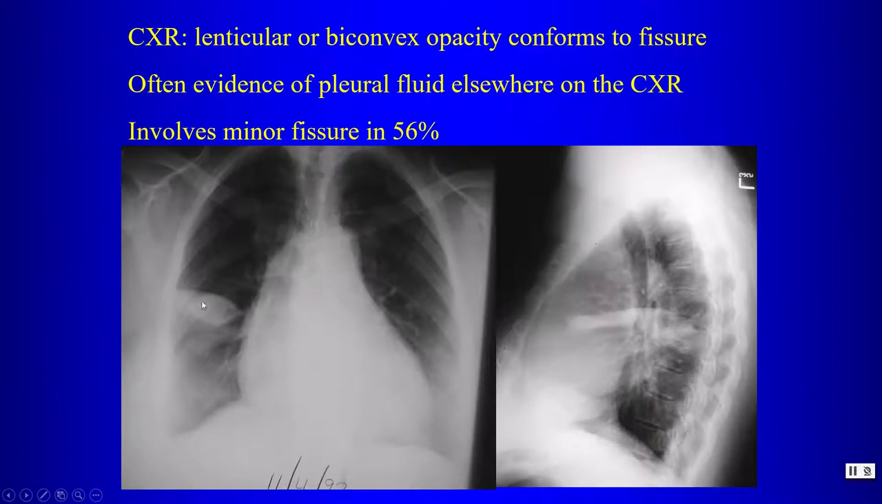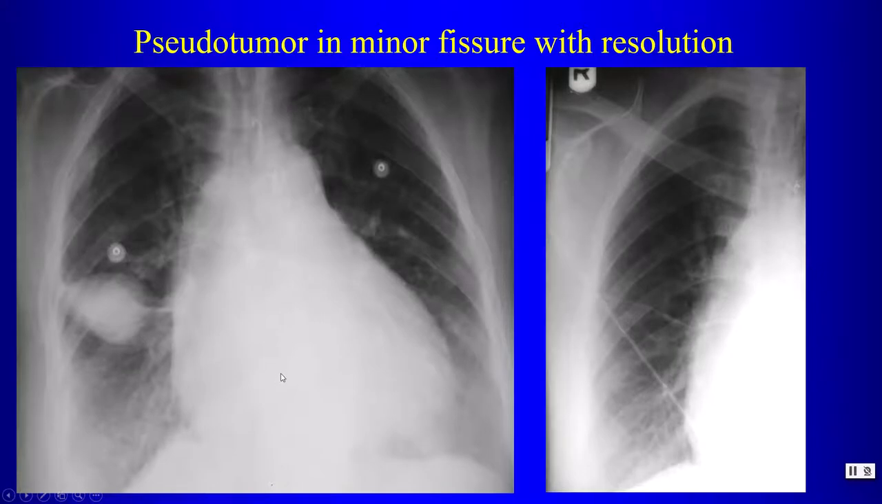When it's along the minor fissure, it tends to have this typical biconvex shape as you see here, but on frontal and lateral views, it changes in shape as it conforms to the shape of the fissure. And that is a clue that you are dealing with a pseudotumor. Here's another example, and when the fluid goes away, the tumor goes away. So this is just loculated fluid within a fissure.